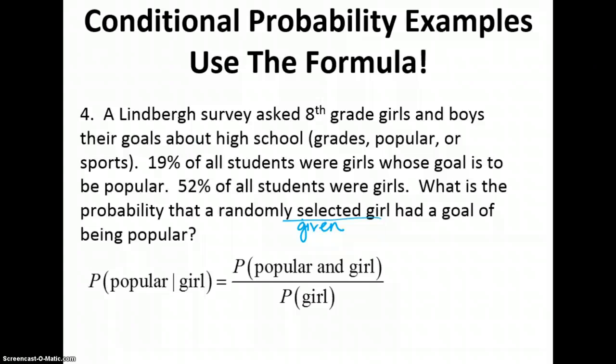So using the formula, we want the probability that someone is popular given that they're a girl. We're only talking about girls here. The formula says probability of popular and girl divided by probability of girl. Notice that when you're using this formula, your given here is what goes on the bottom. So out of the 52% of girls, 19% wanted to be popular, so 19% out of 52% is 36%. Okay, so that's how the formula works.